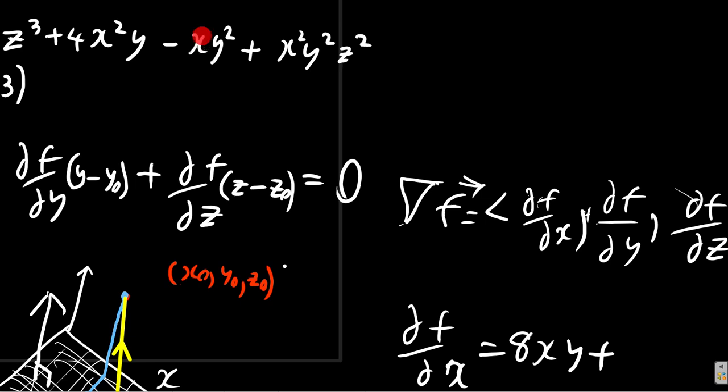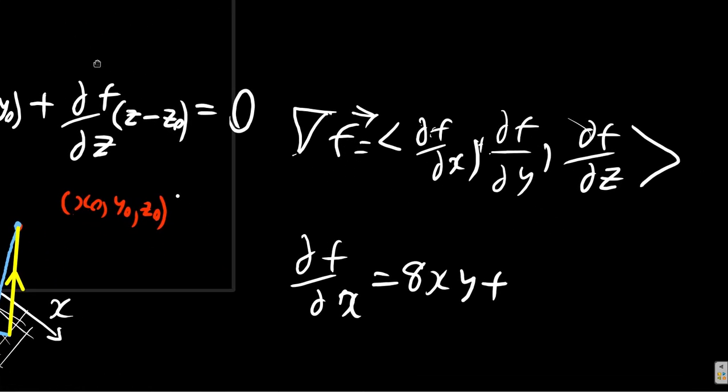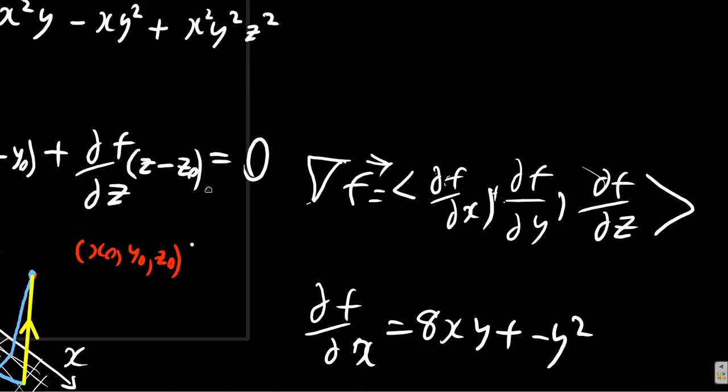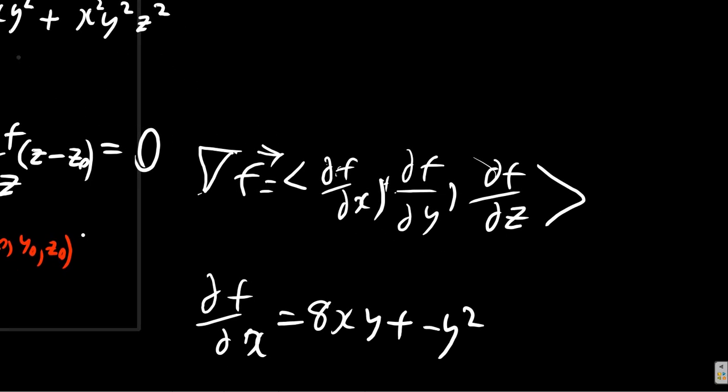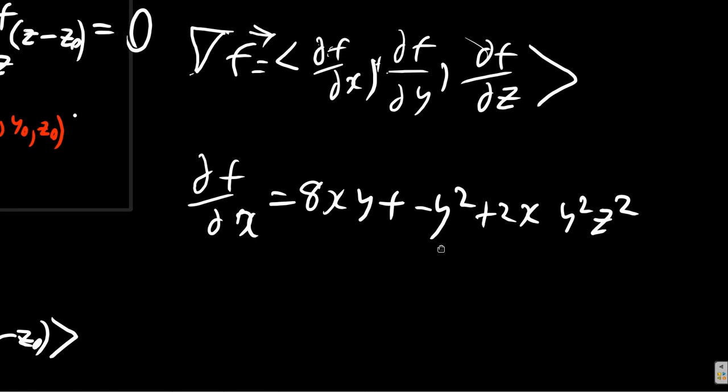X is raised to the power of 1. So when we say minus xy squared, we differentiate this partial with respect to x, we're going to get negative y squared. So this will be plus negative y squared. Alright? What will happen here? Look at this. This will be 2 times x, then y squared, z squared. So it's plus 2x, y squared, z squared. Alright? That's the partial derivative of f with respect to x.